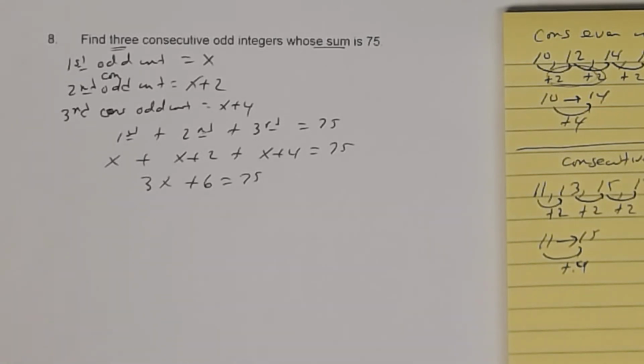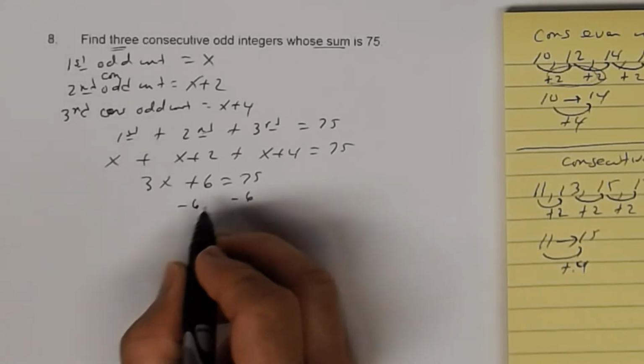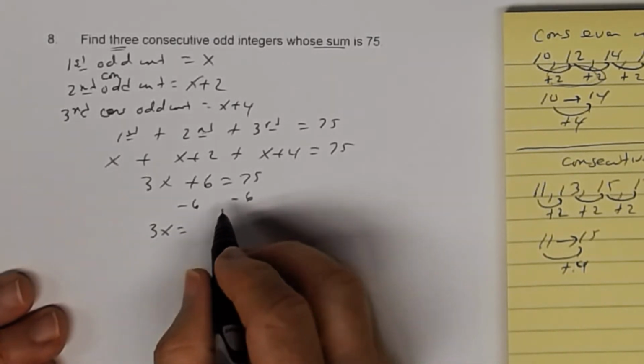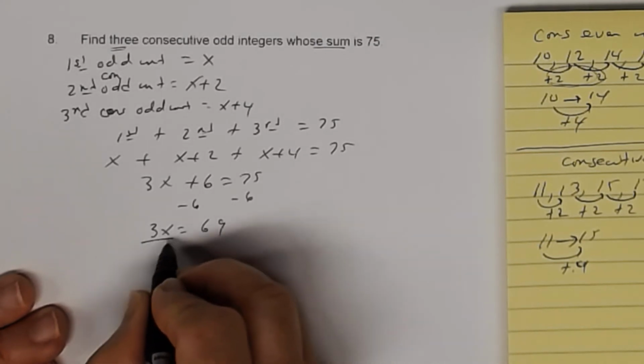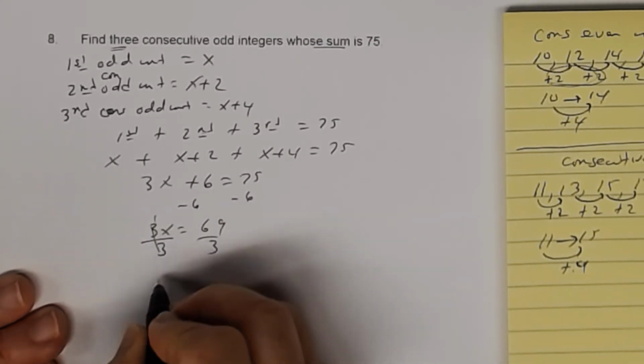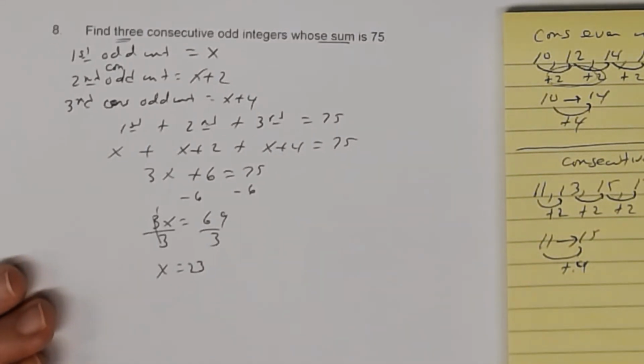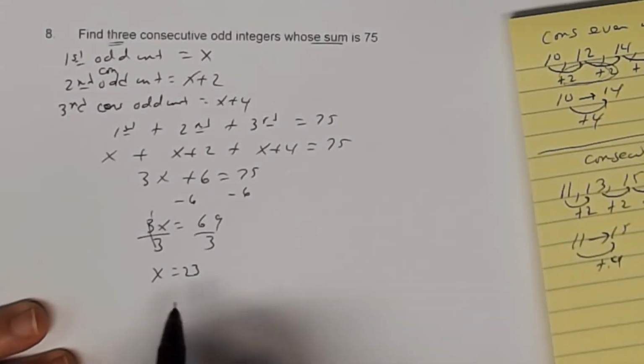Right? Subtract 6 from both sides. I get 3x equals 75 minus 6, which is going to be, what's that, 69? Divide both sides by 3. I got x to be 23, right? 23. All right, so that's what x is.